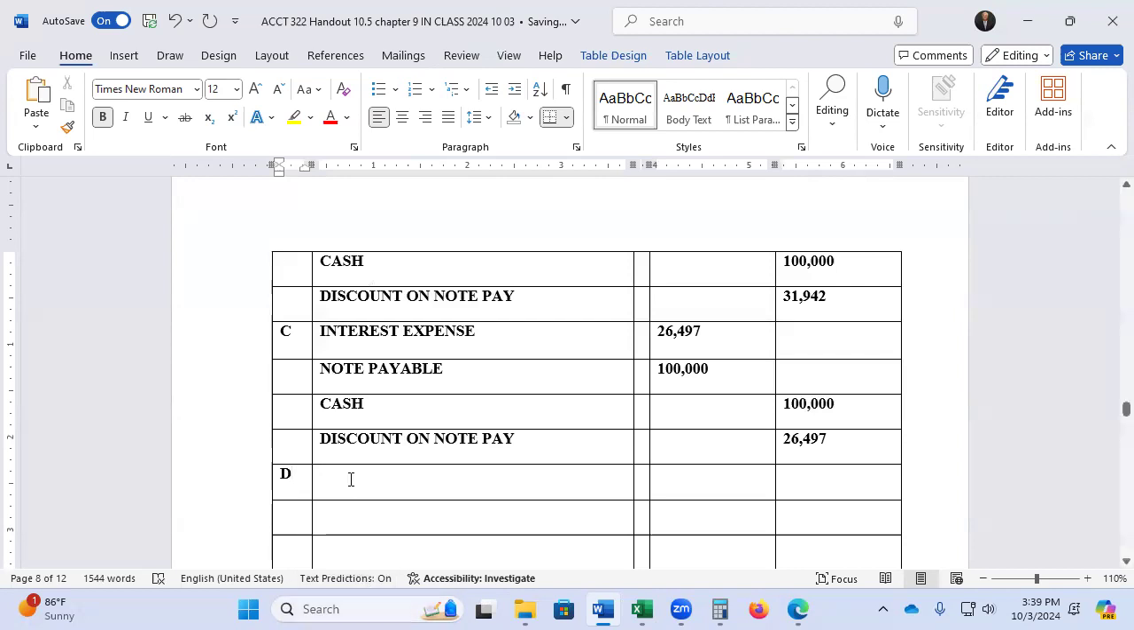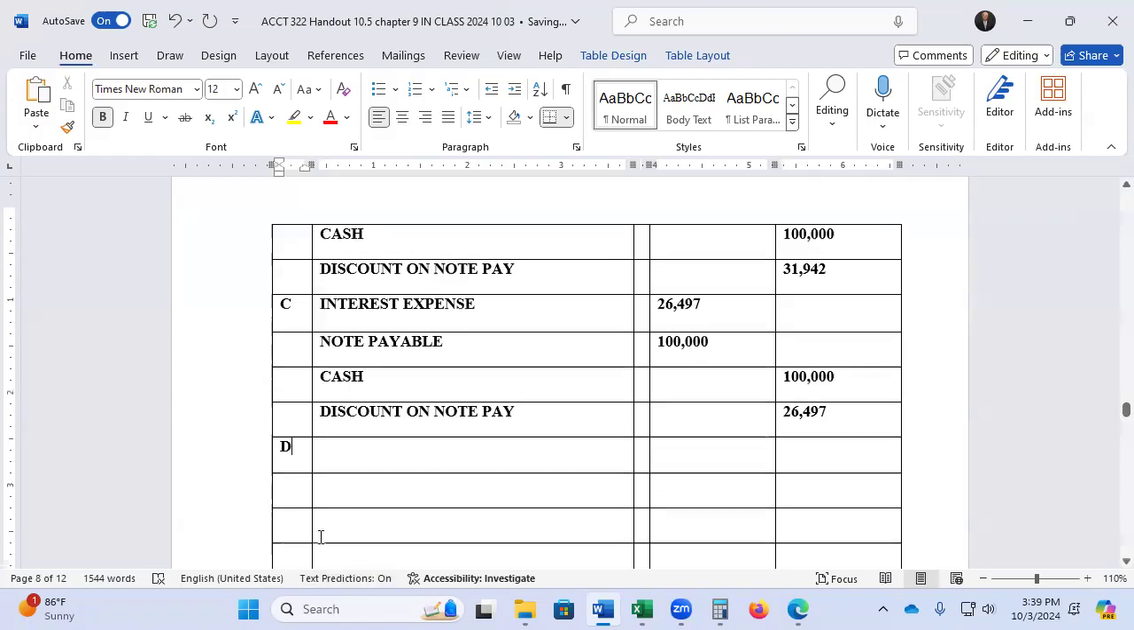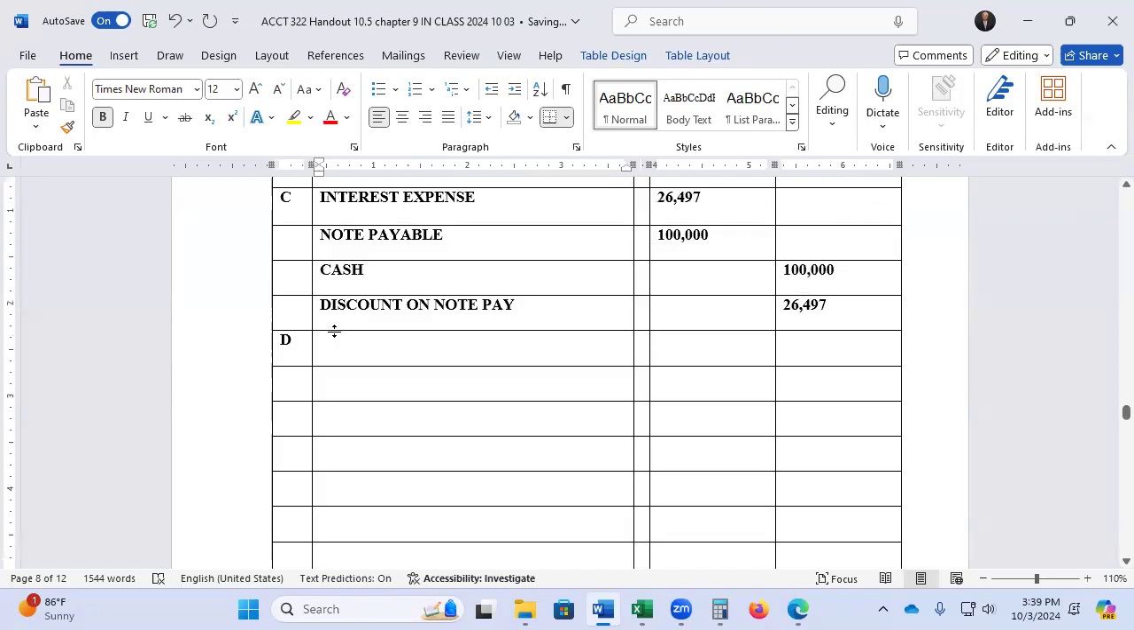Now, part D says, assuming that the equipment had a 10-year life and no salvage value, prepare the journal entry necessary to record depreciation. So we have $399,271 minus a zero salvage value. And we're going to divide that by 10 years, it said useful life. Yep. And so that's going to be 39,927 per year.